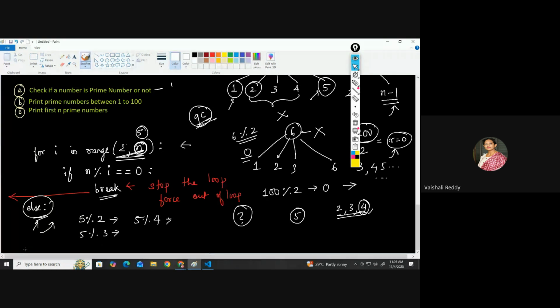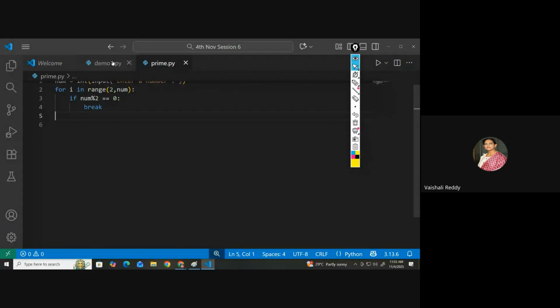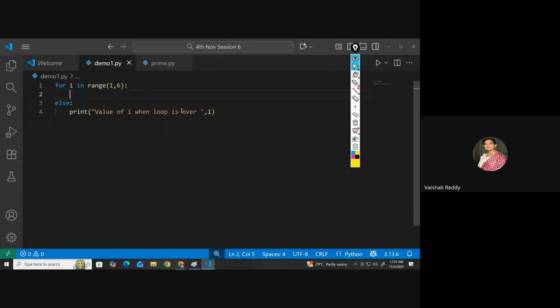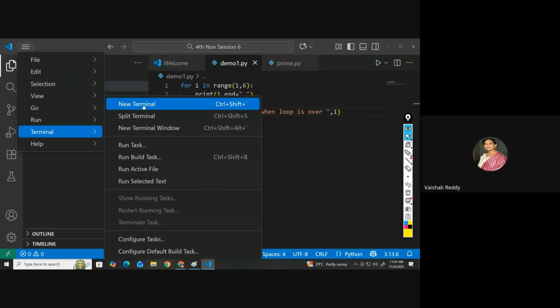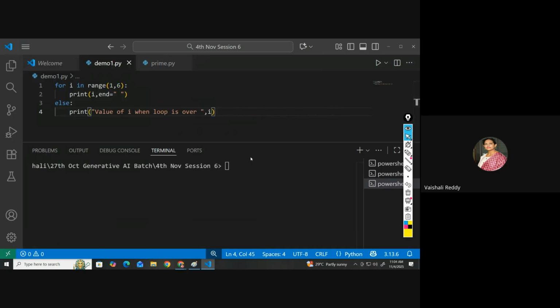Okay, again the question is, when will the else part get executed? Okay, let me ask you another. In this example, will the else part get executed? When the if condition, no, in this case, I've removed the if condition now. So my question is, will the else part get executed, everybody? Some people are saying yes, some people are saying no.